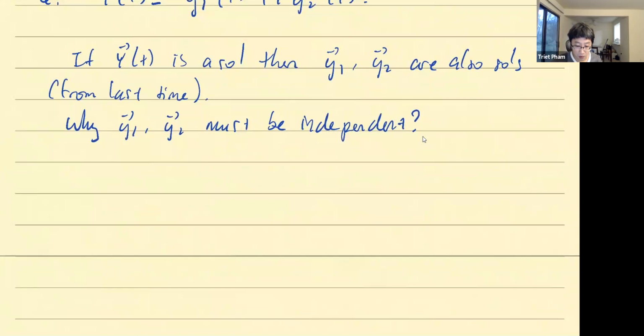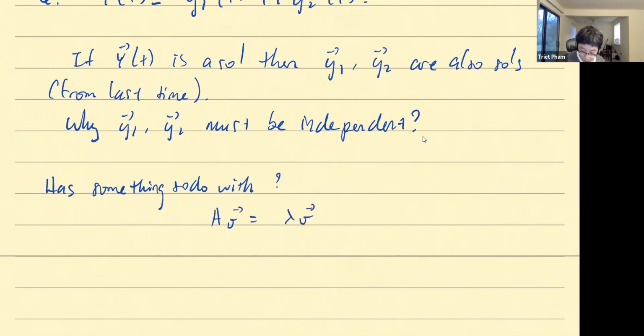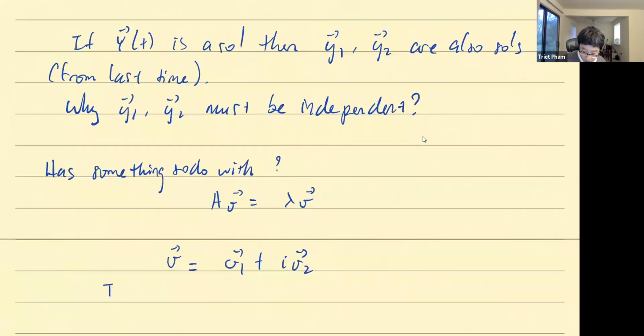Yeah. Let me comment one more. I think it has something to do with this: suppose that you got AV equal to lambda V, and suppose V is V1 plus iV2, then V1, V2 must be independent.